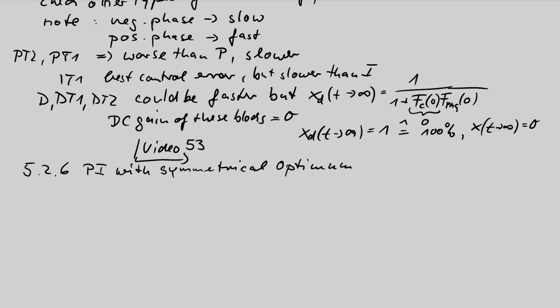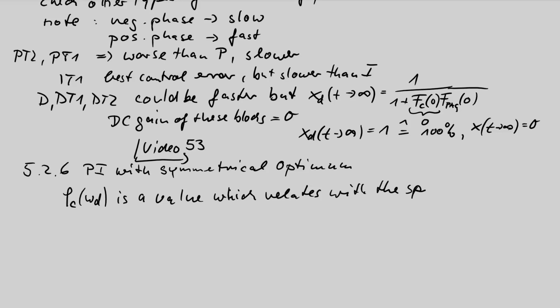The idea is the controller phase at omega d is a value which relates with the speed. I just put this on the paper. P controller: phi c of omega d is 0. Omega d is 2.6 per second.